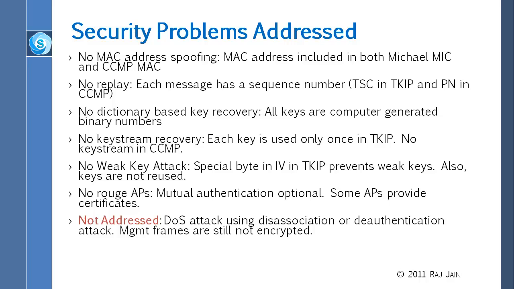The only thing which I didn't explain is what is the weak key, and that will require a lot more detail of WEP, which I didn't want to go into. But in WEP, if you selected a key which is not appropriate, then it will be very easy to break it. And so they avoided that by using the IV. That ensures that the weak key will never happen. Other than that, you should be able to understand what is key stream recovery, what is dictionary based attack, what is replay attack, what is MAC address spoofing.